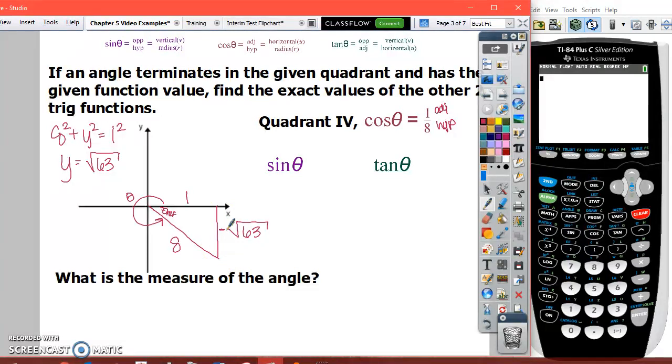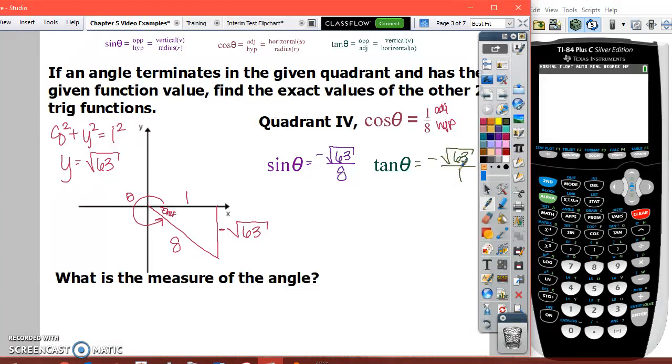From here, I can use the definition of sine, which is opposite over hypotenuse. So negative square root of 63 over 8. The definition of tangent is opposite over adjacent. So that will be negative square root of 63 over 1, which you wouldn't need to write that 1.